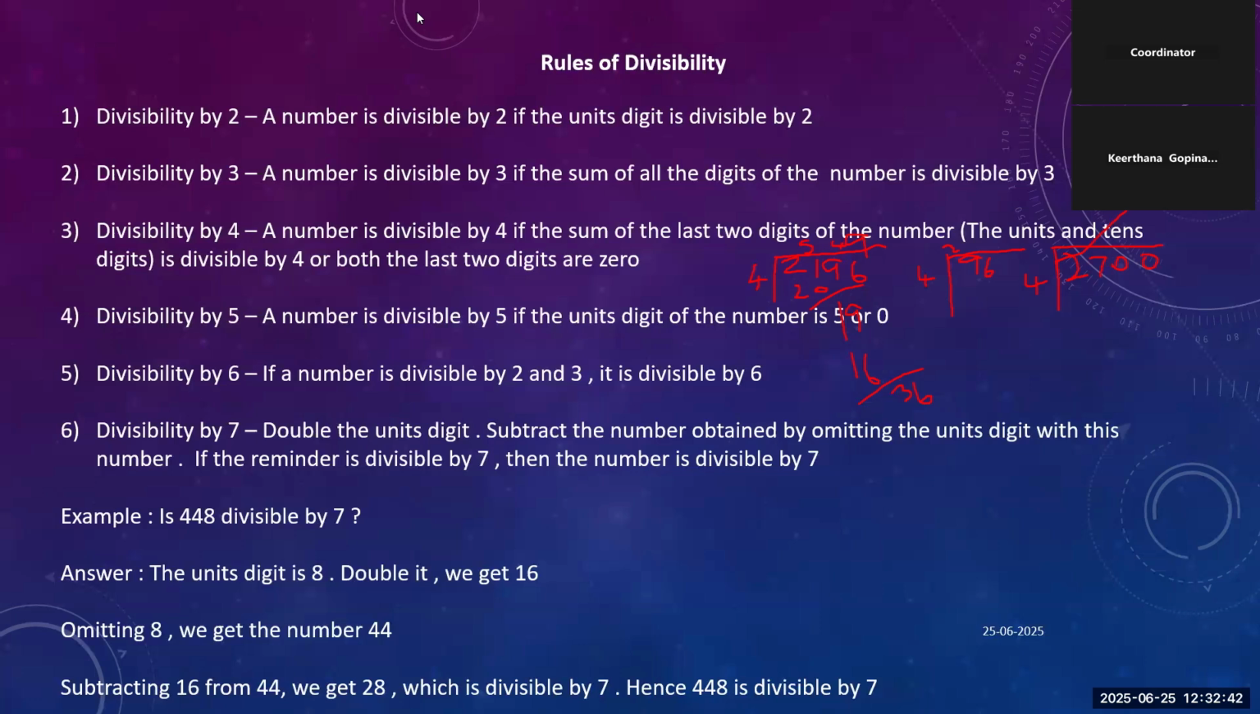How do you find it? Now consider the same number 2196. Is it divisible by 6? Tell me. What do we get for 2196 by 6? Find out. Is it divisible? I think it's divisible.